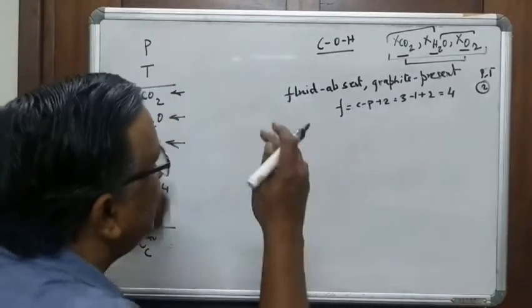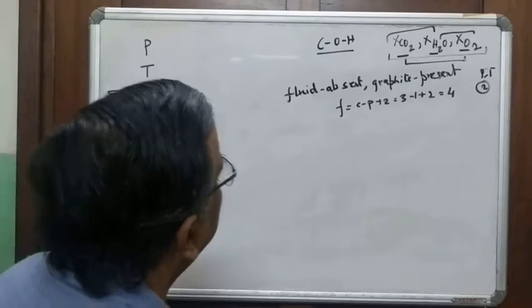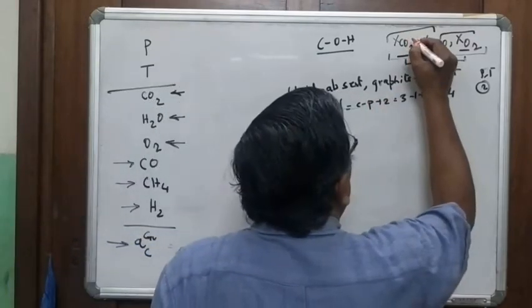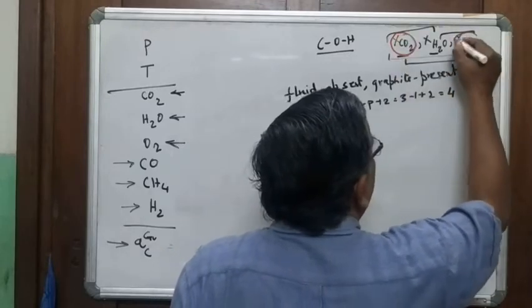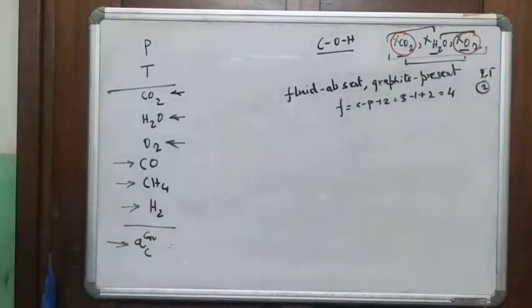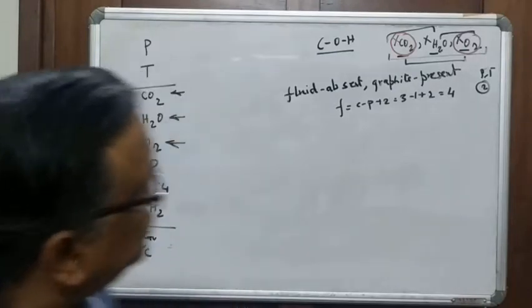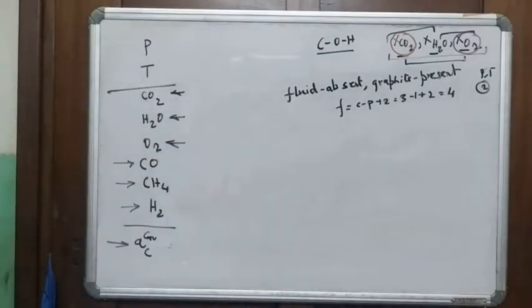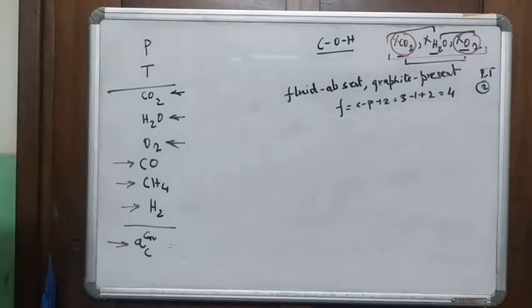So let's say, just for the sake of it, we take XCO2 and XO2. Fluid absent, graphite present. This is, you will see, we will land up in trouble.